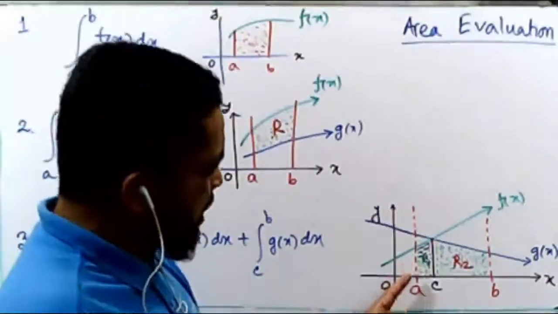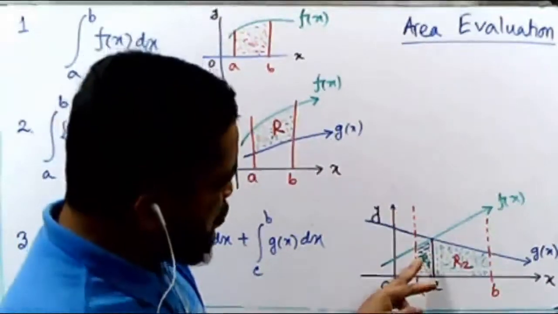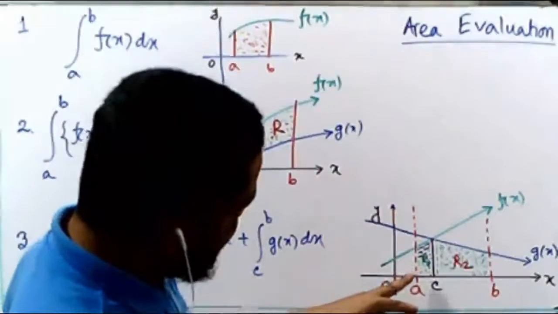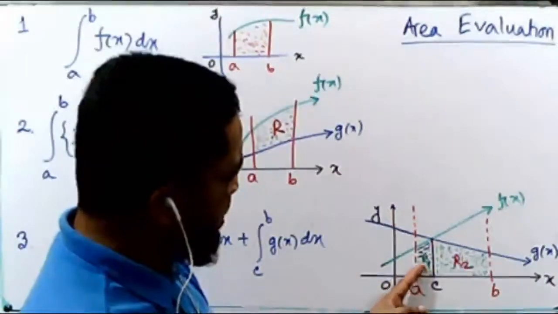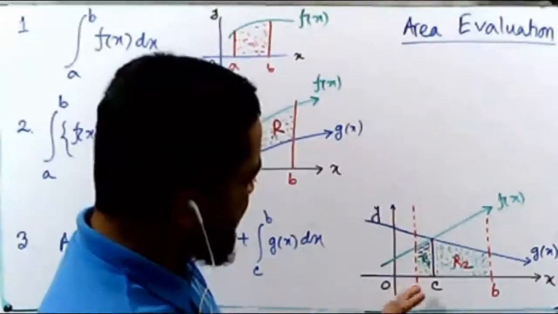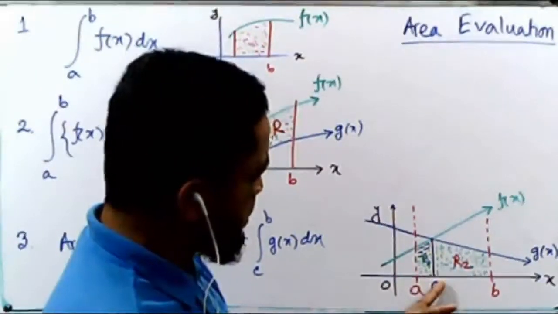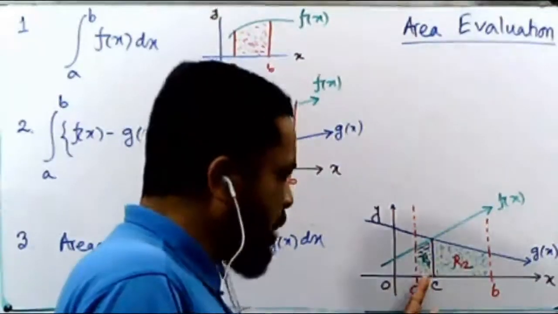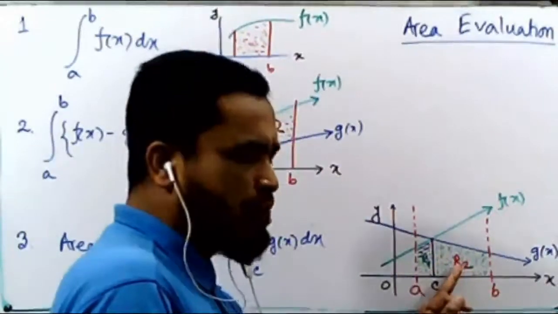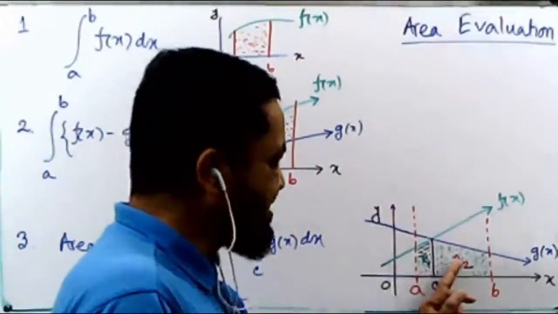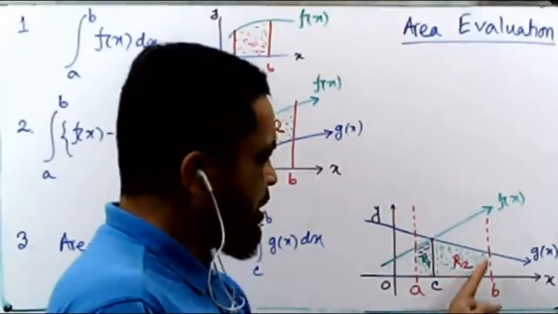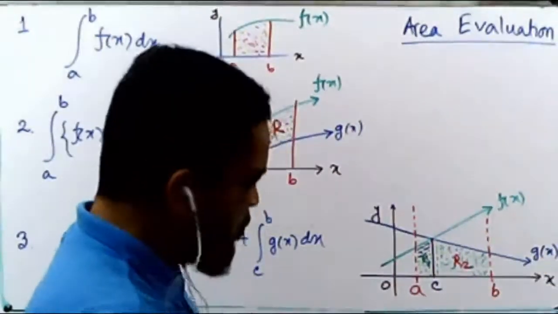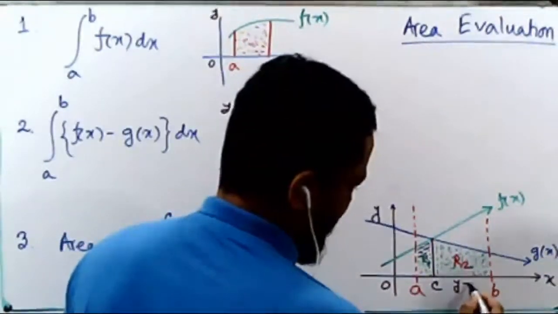ডিয়ার স্টুডেন্ট, একটু খেয়াল করো, এই এরিয়াটা দুই ভাগে ভাগ করেছি। Why we divide this area into two parts? Because in first portion, that is in R1, the area consists of left boundary a, right boundary c, top boundary f of x, bottom boundary is x-axis, that is y equals to 0. In right portion of the region R2, it consists of left boundary x equals to c, right boundary x equals to b, top boundary g of x, and bottom boundary x-axis. x-axis is suppose y equals to 0.